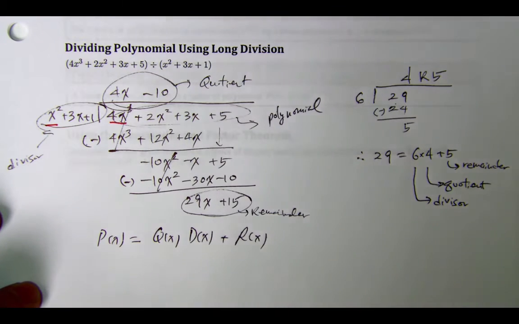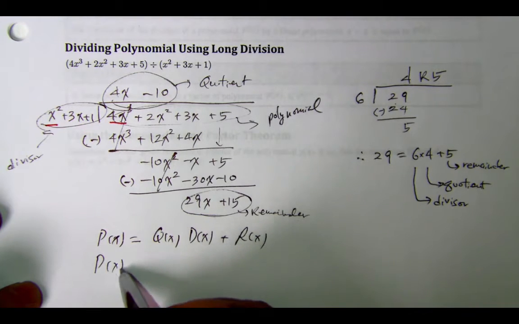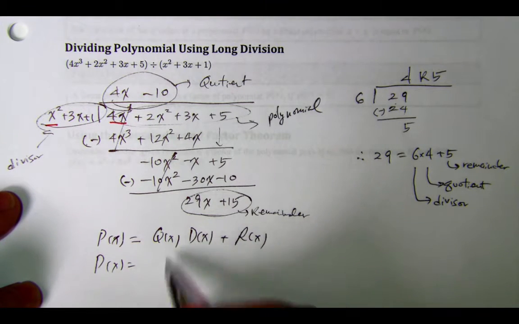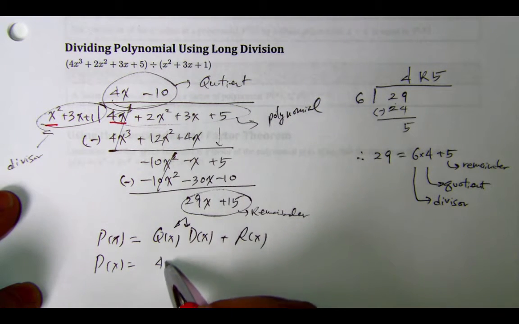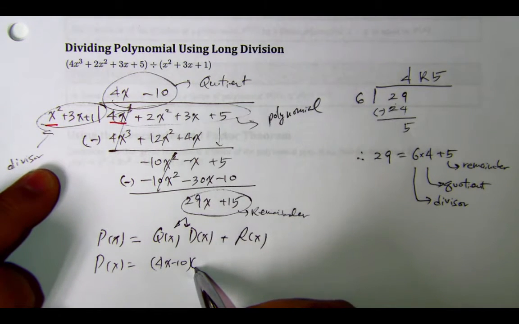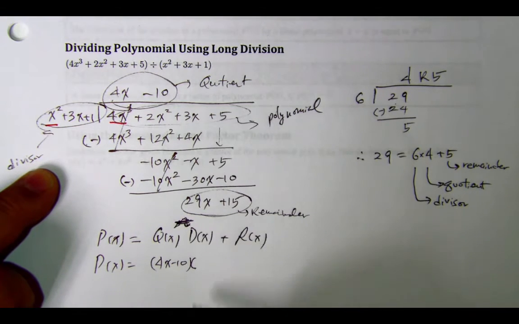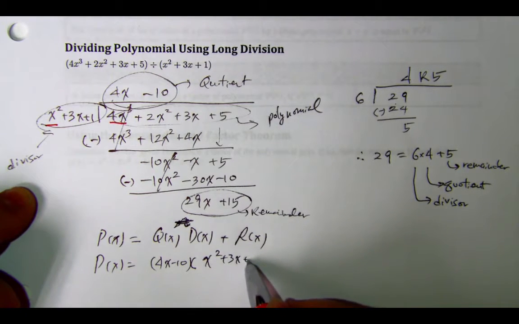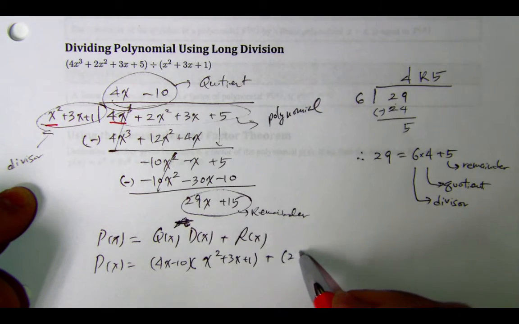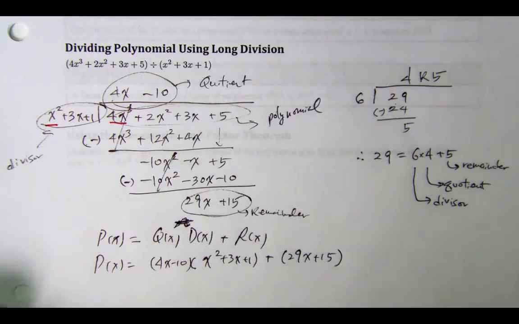And then the direction might say, once you've done the long division, express this in terms of this right here. So we could say that p of x is equal to... let's put the divisor first, right? Let's switch these two. Sorry. You know what? Just let's keep it as it is. Q of x is 4x minus 10, and d of x is x squared plus 3x plus 1, plus the remainder, 29x plus 15. There you go. Therefore.